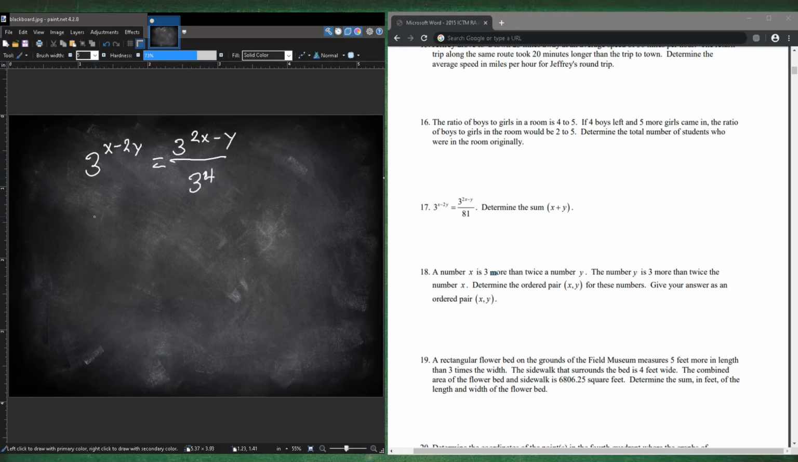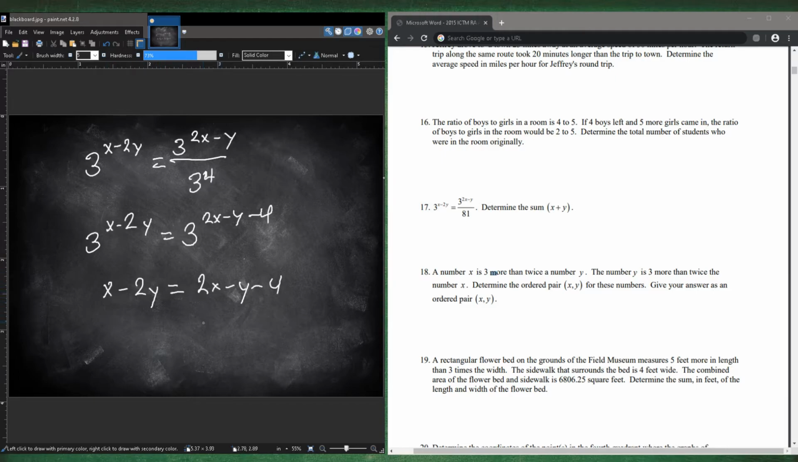Okay, so this is the same thing as saying 3 to the x minus 2y. When you're dividing two numbers with the same base, you just subtract the exponents. So it'll be 3 to the 2x minus y, then minus that 4. Okay, so that means our x minus 2y is equal to our 2x minus y minus 4, right? The exponents have to be the same because our base is the same, right? To make it equal.